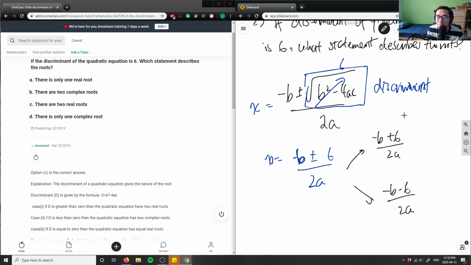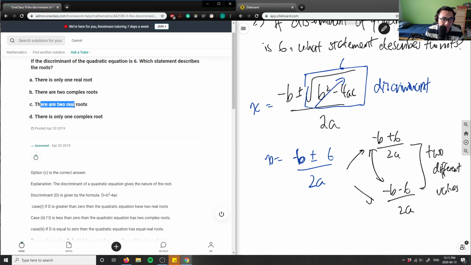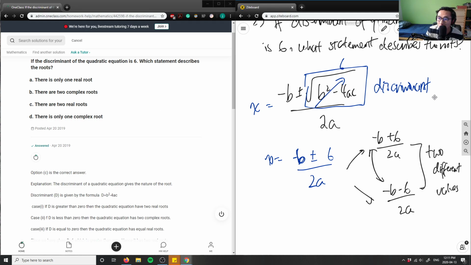In this case, both of these answers will give me real roots, or complex roots, or only one real root. Here I have negative b plus 6 and negative b minus 6. These two will give me different answers, because I have a different numerator but divide by the same denominator. So I'm going to get two different values, which means it's either B or C, and you have to determine if these roots are complex or real.